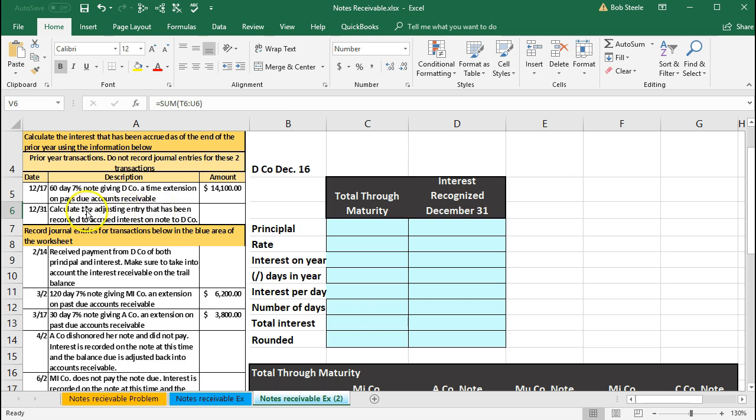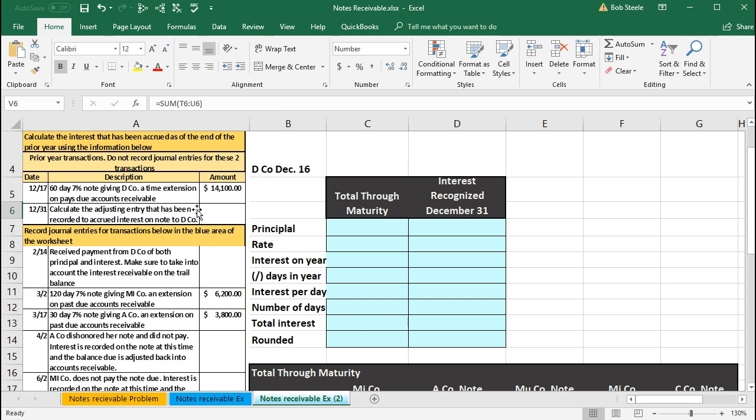On past, this probably should be past due accounts receivable. So we're going to give them an extension on 12/7. What happened is they had accounts receivable, they didn't pay us for whatever reason. We gave them an extension of time, but now they have to pay us interest for that extension of time.